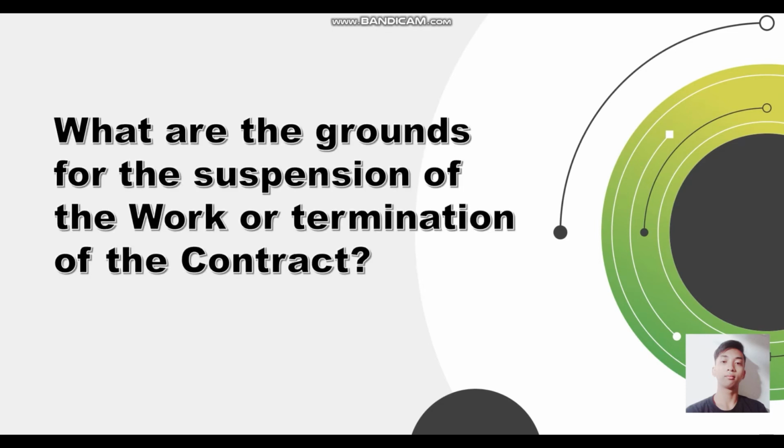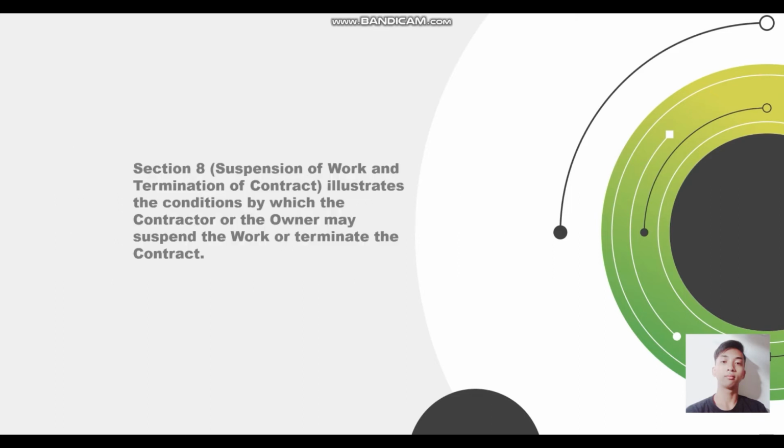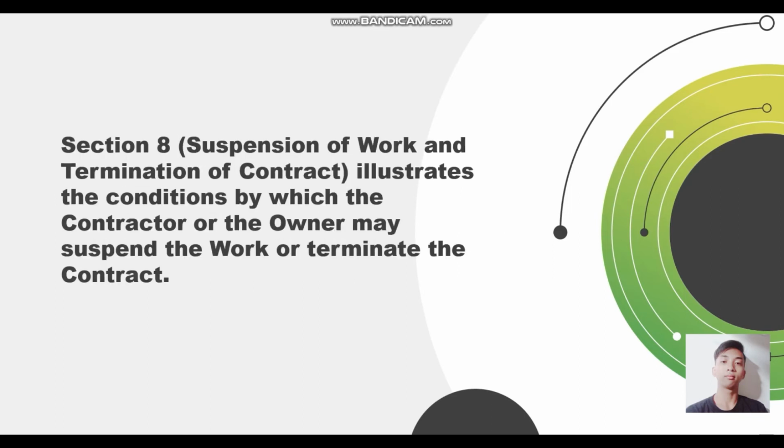What are the grounds for the suspension of the work or termination of the contract? According to Section 8, or the suspension of work and the termination of contract, it illustrates the condition by which the contractor or the owner may suspend the work or terminate the contract.